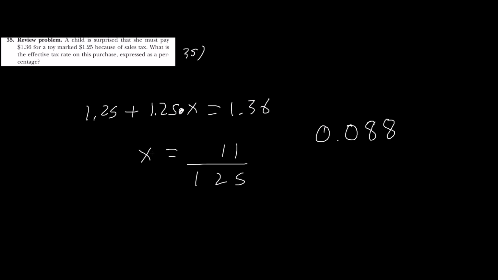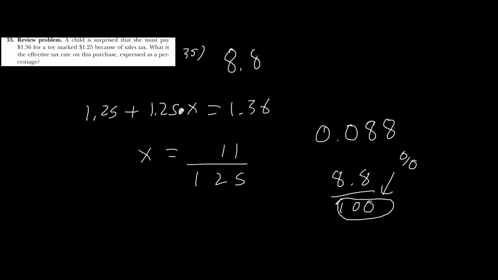Now, a percentage just means 1 over 100. So I'm going to convert this to hundredths, 8.8 over 100, because they're the same value, just written differently. And that 100, we're going to ignore and write as a percent symbol. So the answer is going to be 8.8%.